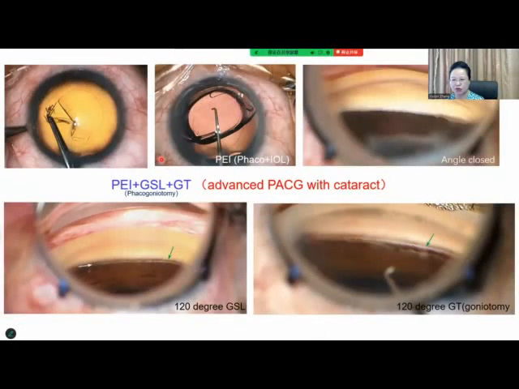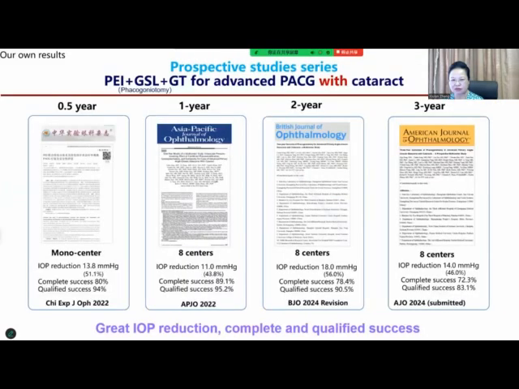This picture shows you how to do this new combination surgery. PEI first, and then under the gonio lens, you will see the angle totally closed, and then 110-degree GSL, and then 110-degree GT. The procedure is simple, quick, and has fewer complications. I will show you videos after my talk.